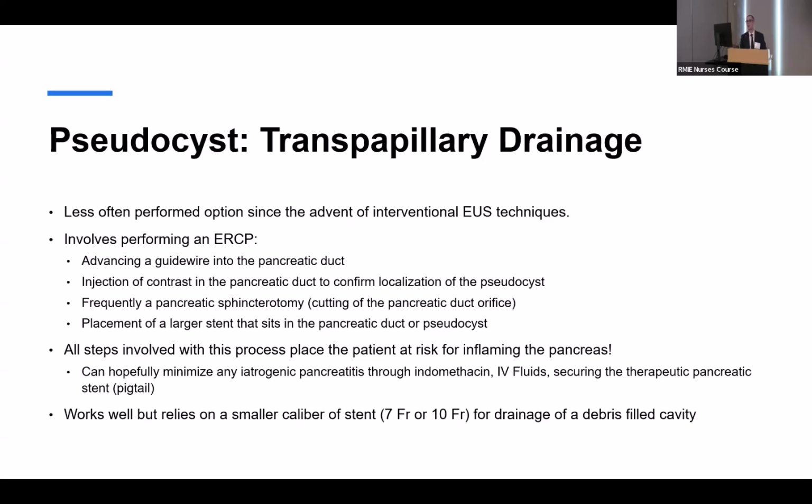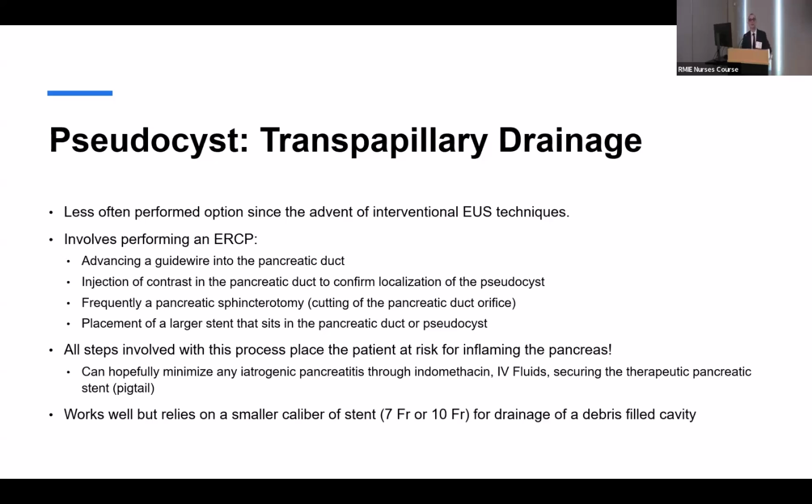Why this has fallen out of favor is because we worry about causing more injury, right? When you're cutting, you can cause bleeds, like a post-ERCP bleed. You can worsen pancreatitis. It's not as common, but it still can happen. And it's more from the initial cannulation.